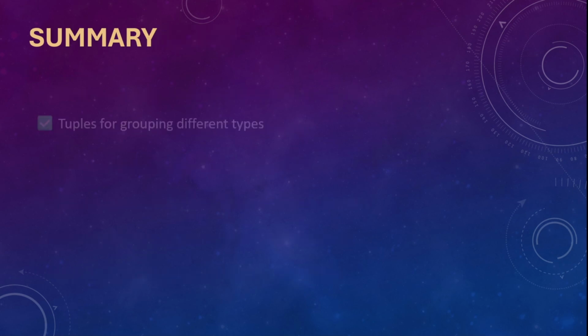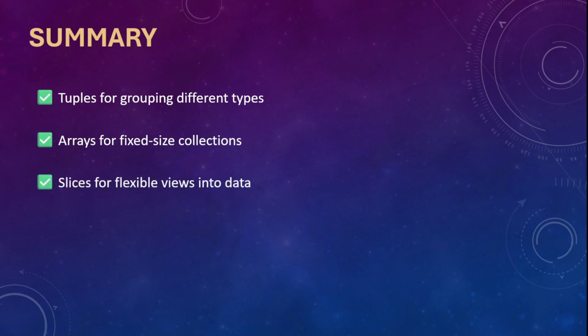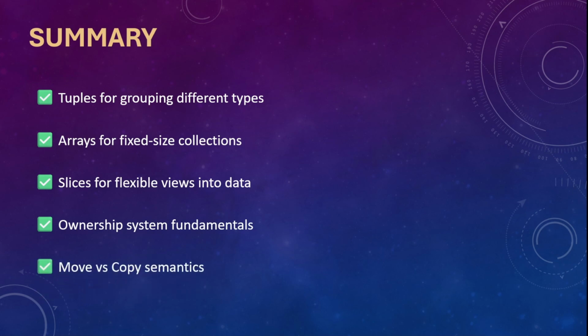Therefore, today we covered tuples for grouping different data types and arrays for storing same data type collections. Third was slices for creating flexible views on the data. Next, we checked out the ownership system fundamentals. And lastly, we checked out moving an ownership from one variable to another versus deep cloning in Rust.